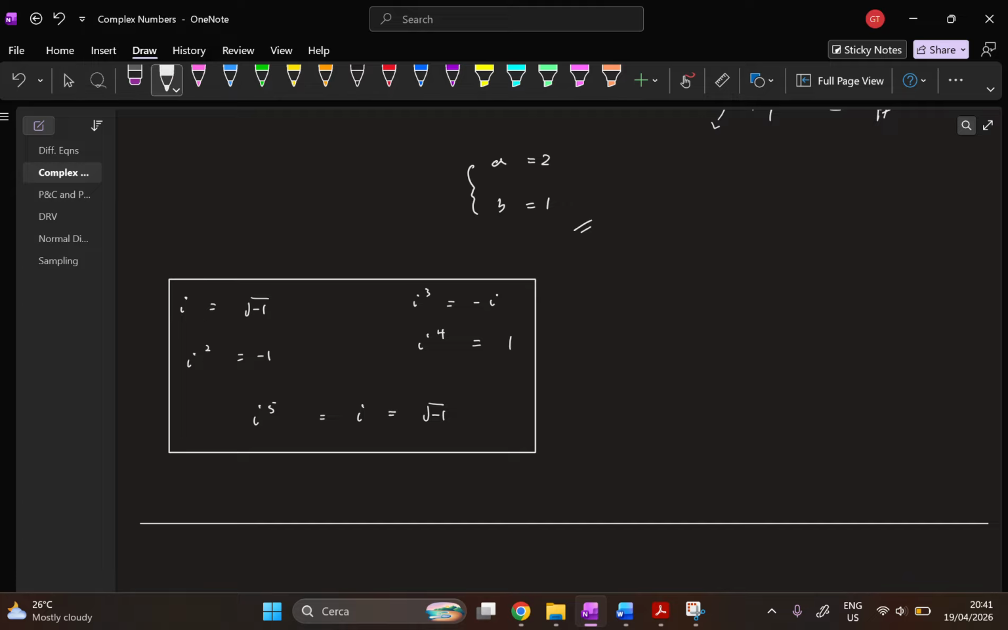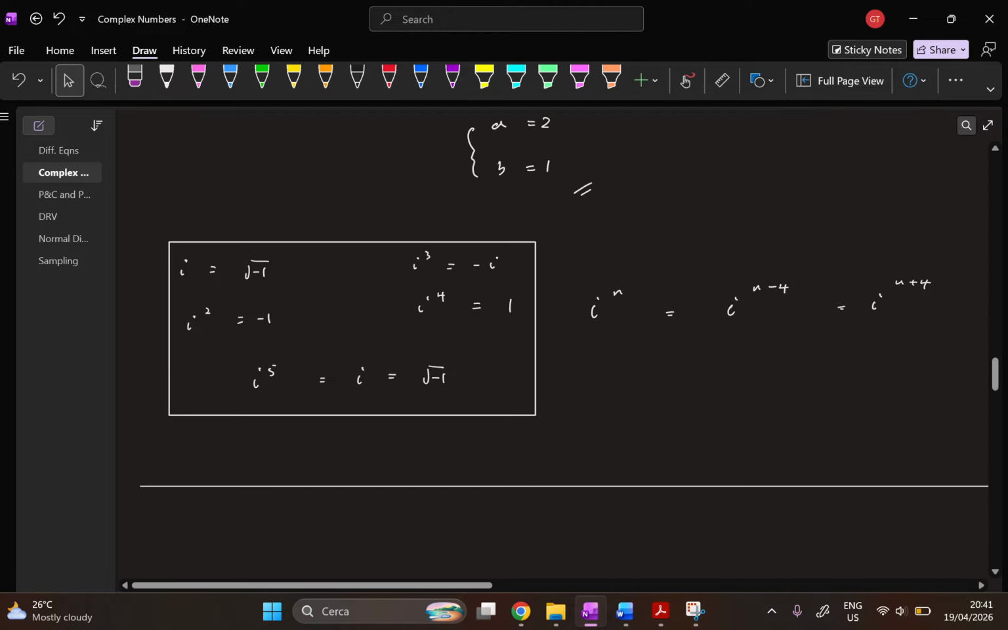So in general, i has the property where i raised to any power n is just going to be equal to i raised to the power of n minus 4, which is equal to i raised to the power of n plus 4. Okay, because you can see from this box over here that it just repeats, right? Do I need to explain this? No, I believe it's quite intuitive.